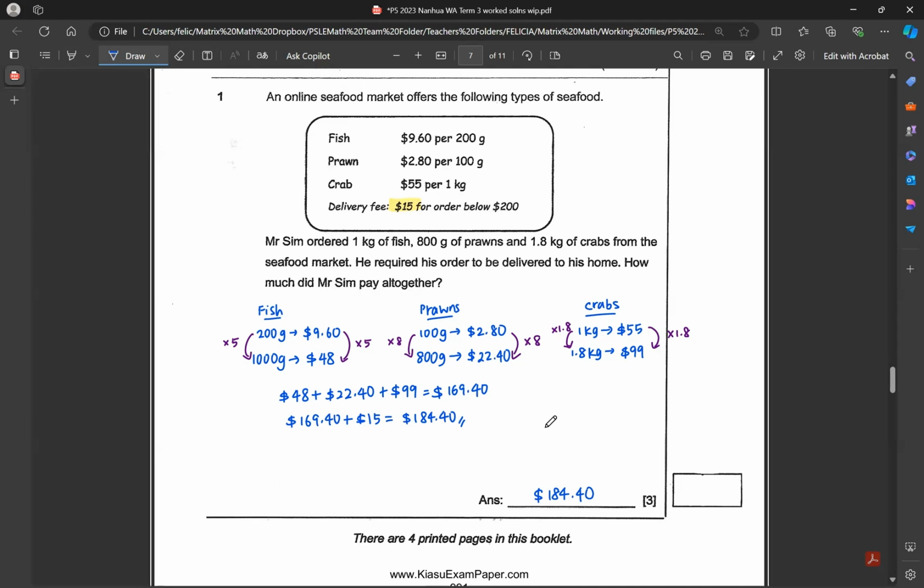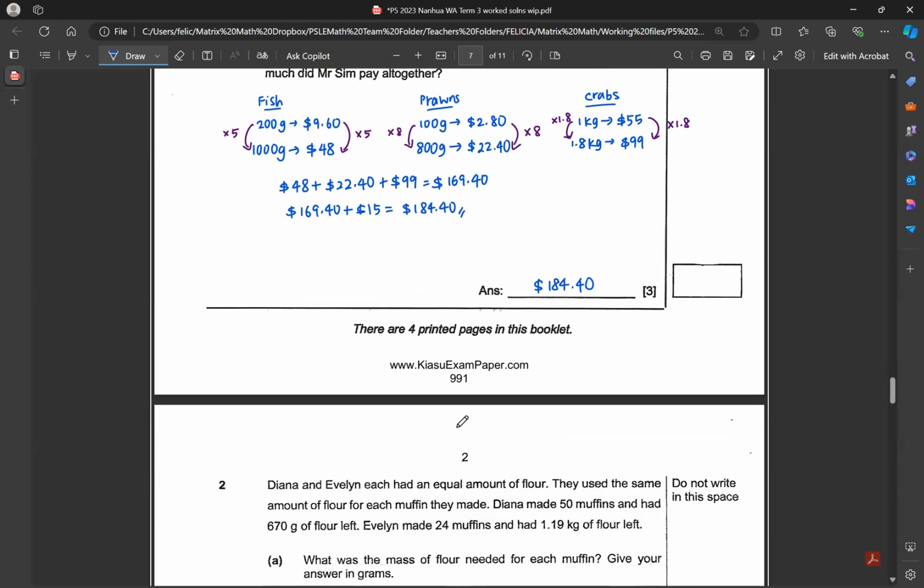So have some organization to your workings, like how I present the workings. I split them up into 3 different seafood workings with the title. It's very neatly done this way. It helps you stay organized also, so that later on you will know what the values are to add up in your last 2 steps. Okay, we'll go on.